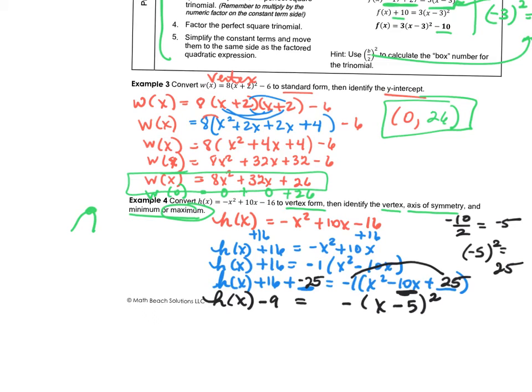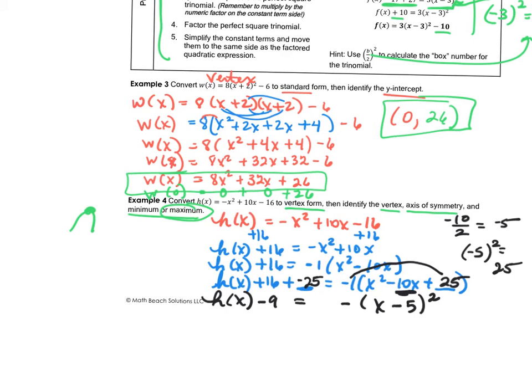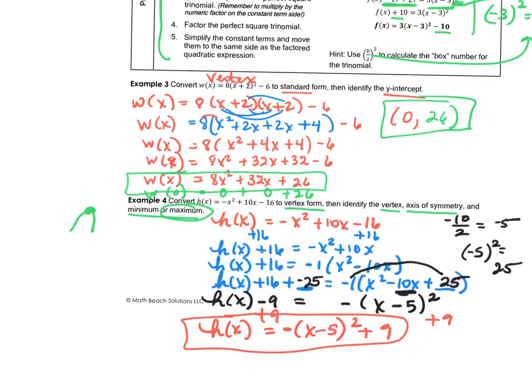Okay, now, all I need to do, in step 5, is simplify the constant terms and move them to the same side as the quadratic expression. So I'm going to take my 9 and bring it back over here. Okay, I'm done with this problem. I just have to do a final rewrite. So I have h(x) is equal to -(x minus 5) squared plus 9. All right, this is in vertex form. So I can go ahead and box this.